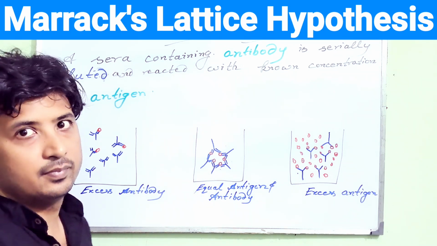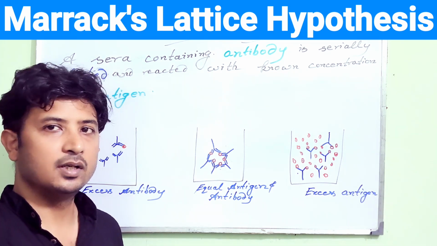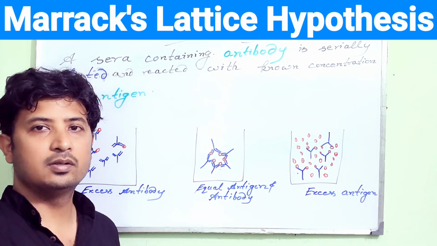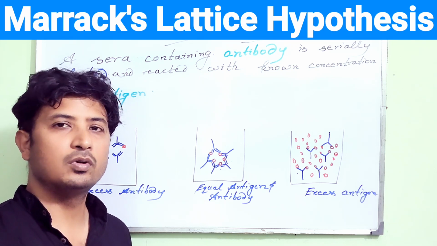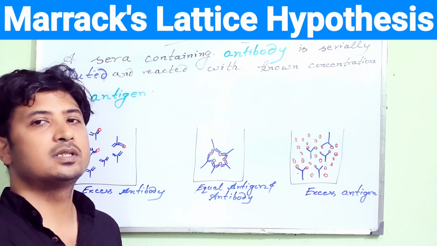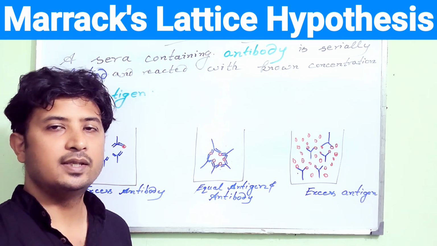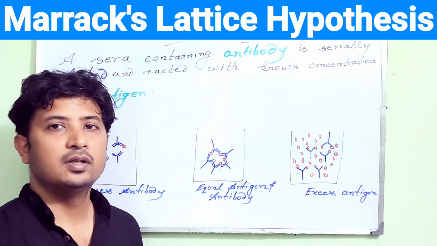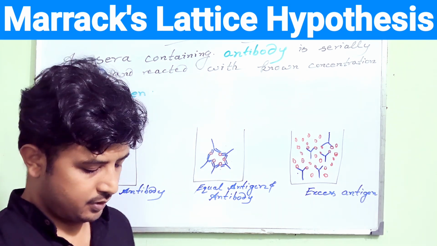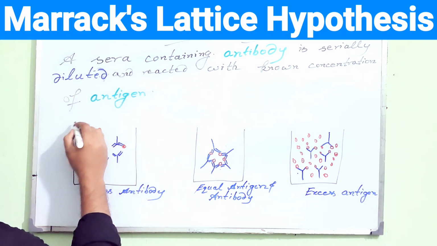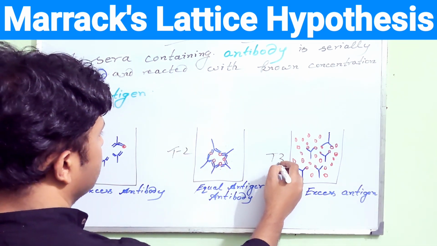So here, sera containing antibodies are serially diluted in this experiment and then reacted with a known concentration of the antigen. So you have taken the patient's serum, and it has been serially diluted, whatever concentration, maybe 1 nanomole, 2 nanomole, 3 nanomole, whatever it is. And then a known concentration of antigen is given to all the wells or all the tubes and then reacted and incubated. So if you take 3 tubes, here it is tube 1, tube 2 and tube 3.